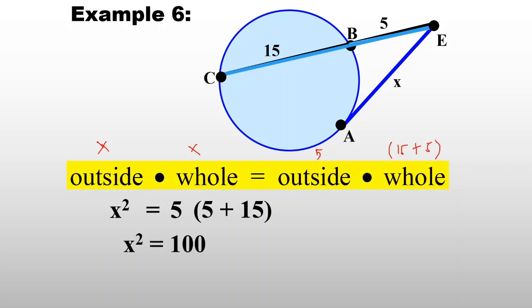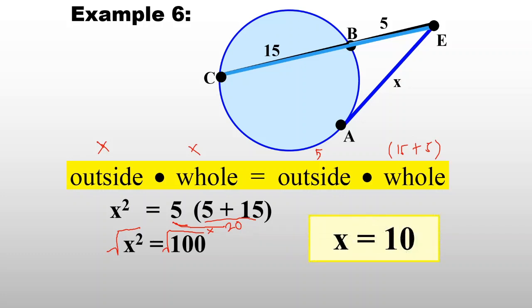5 times 5 is ito. I-plus mo na to, 5 plus 15 is 20. 5 times 20 is 100. So since yung ating x dyan ay may exponent pa na 2, so square root mo siya both sides para x na lang yung matira. Ayan, so square root of x squared is x and square root of 100 is 10. Okay? So therefore, x is equal to 10.